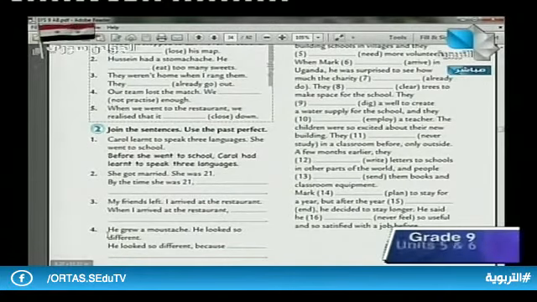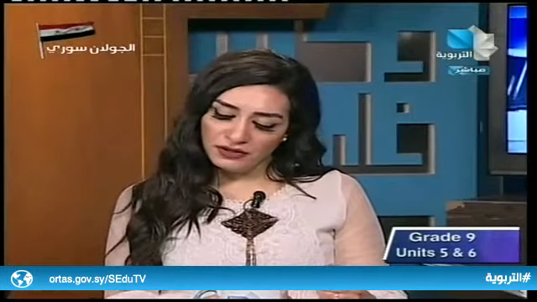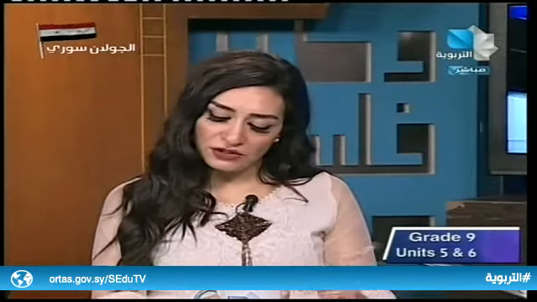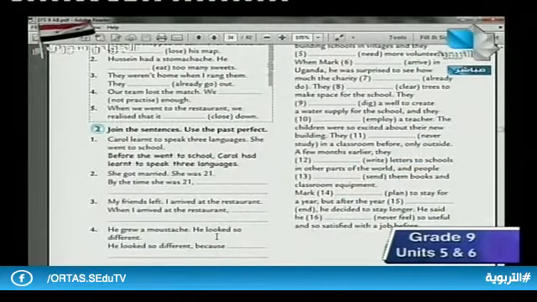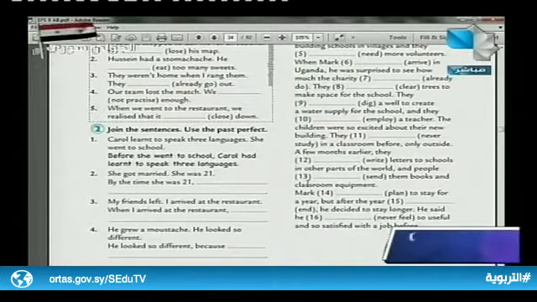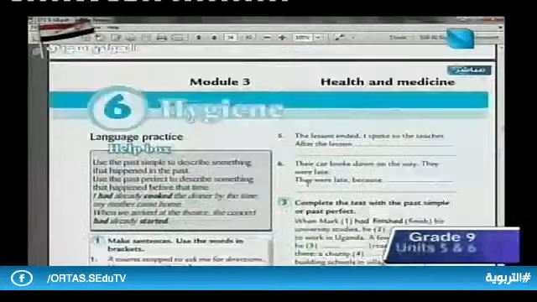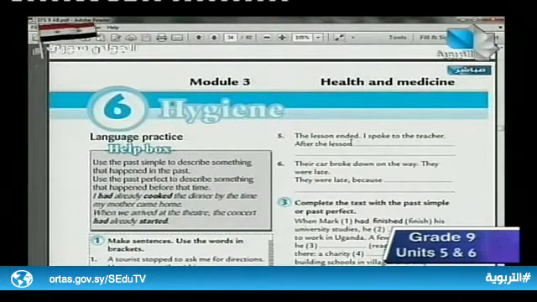Yes. Number 4, he grew a mustache. He looked so different. He looked so different because he had grown a mustache. Very nice. Yes. Now, number 5. The lesson. Complete sentences with the lesson ended or had ended, which. Number 5. Yes. I spoke to the teacher.